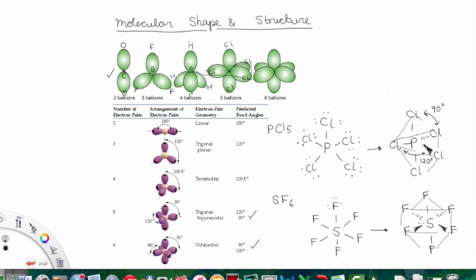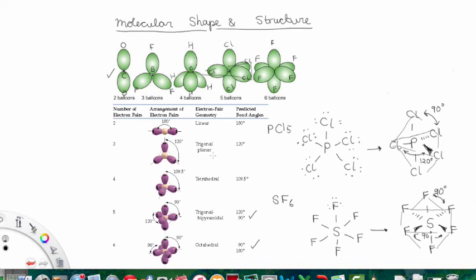And as you can see right here, this is the 3-dimensional diagram I was trying to show with the dotted line and the wedged lines. And so all of these fluorines are surrounding the sulfur molecule in a way that's the furthest apart from one another. And so the bond angle in this case is 90 degrees for all of them, which is easier to remember.